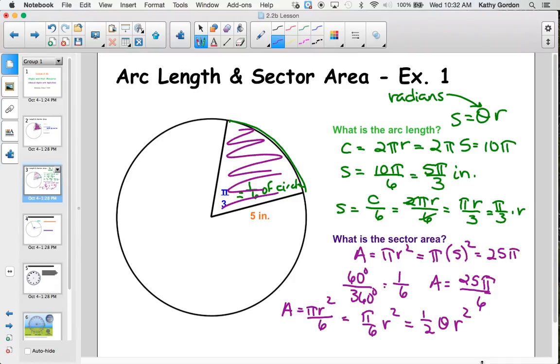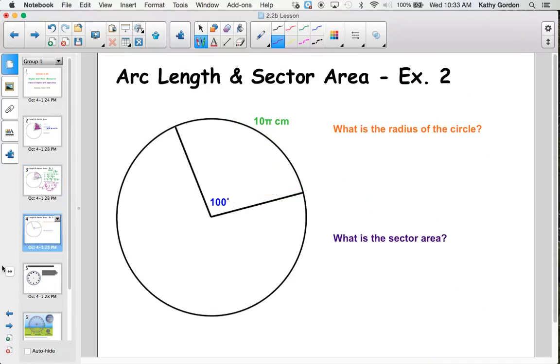And again, this central angle has to be in radians. So these are really simple formulas as long as you're dealing with radians. If you get degrees, you have to change into radians first. Okay? Everybody got that? All right. So see if you can answer those 2 questions based on that information now.